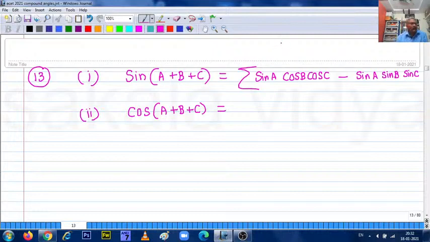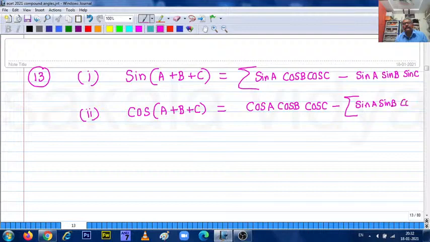Okay. Cos of A plus B plus C is equal to sigma cos A cos B cos C minus sigma sin A sin B cos C. Don't worry, while doing the problems definitely we will make use of all these formulae.